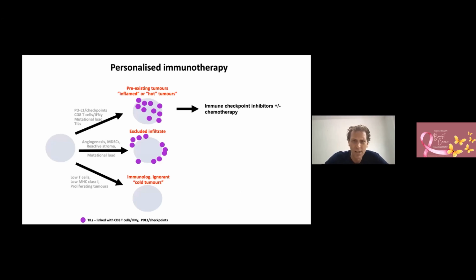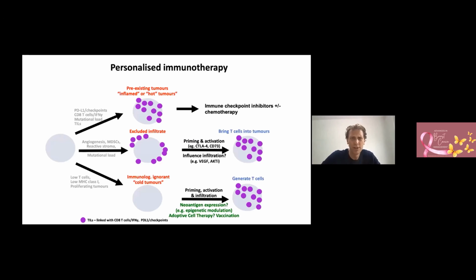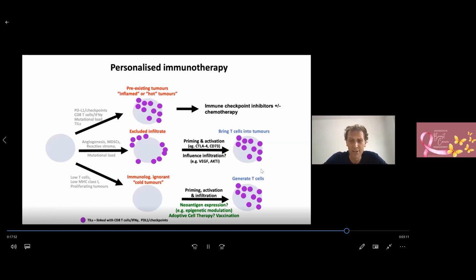For inflamed tumors, we have a new standard of care, chemotherapy and immune therapy in the first-line setting. For patients with excluded immunity, we're trying to bring those T cells in, looking at combinations, for example, with VEGF-targeted drugs, but also other combinations I can talk about in a second. And for cold tumors, we're trying to generate T cells, and this can be through an effective cancer therapy, neoantigen expression, cell-based therapy, possibly vaccination strategies.